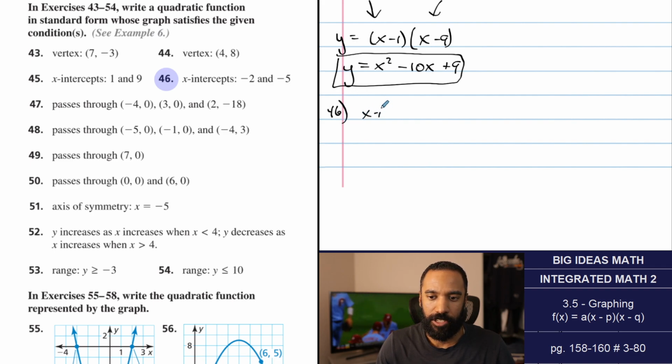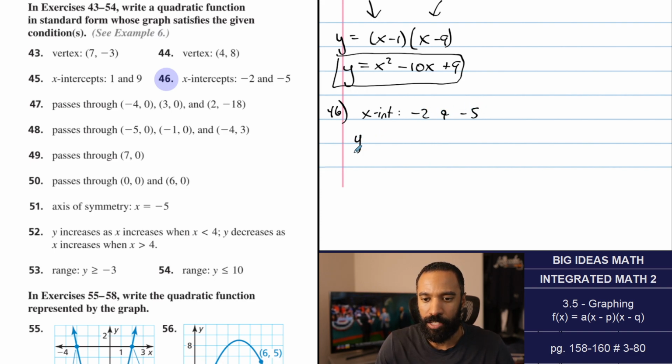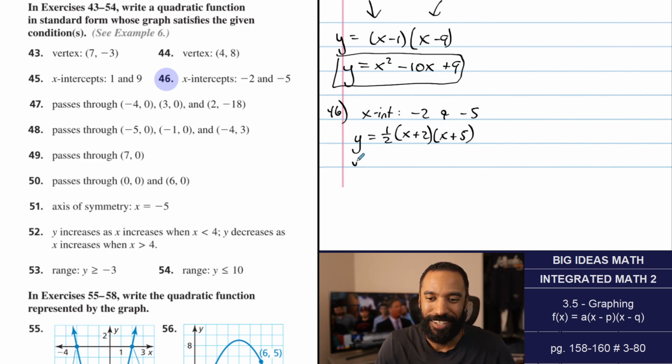And this is where I can go a little faster. X-intercepts of -2 and -5. This is where x plus 2 and x plus 5 exist in your equation. Let's put a fraction this time. We have x plus 2 times x plus 5. Yeah, you don't want to copy me anymore now, do you?